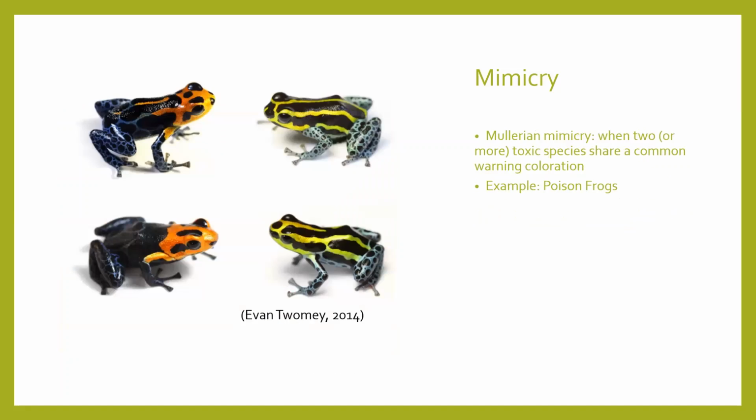The second type of mimicry we're going to be discussing is Mullerian mimicry. Mullerian mimicry is when two or more toxic species share a common warning coloration. An example of Mullerian mimicry are poison frogs. On the top left, we see the mimic Ranitomeya imitator. On the left, Varadero blotched morph, and on the right, the striped morph. On the bottom row are the frogs they are imitating. On the left, the Ranitomeya fantastica, and the right is the Ranitomeya variabilis.